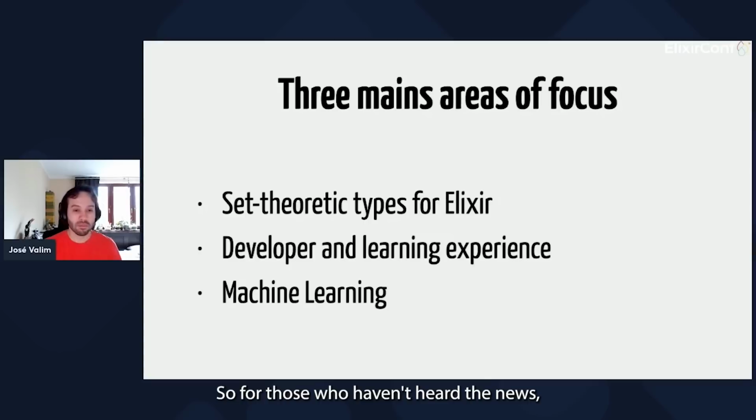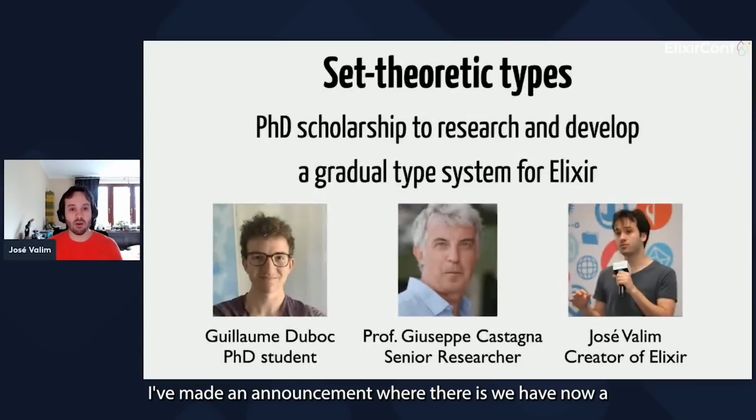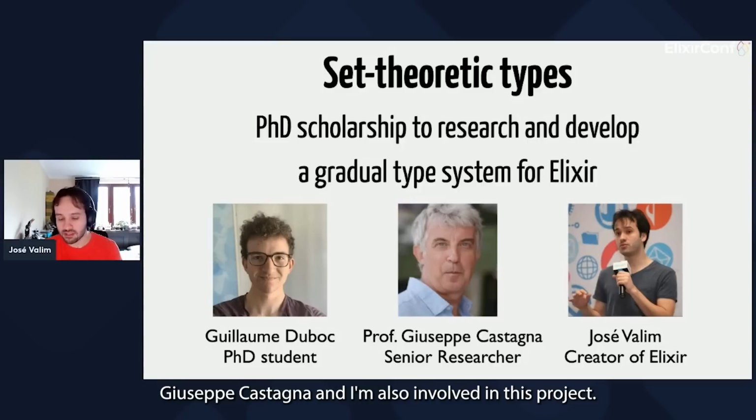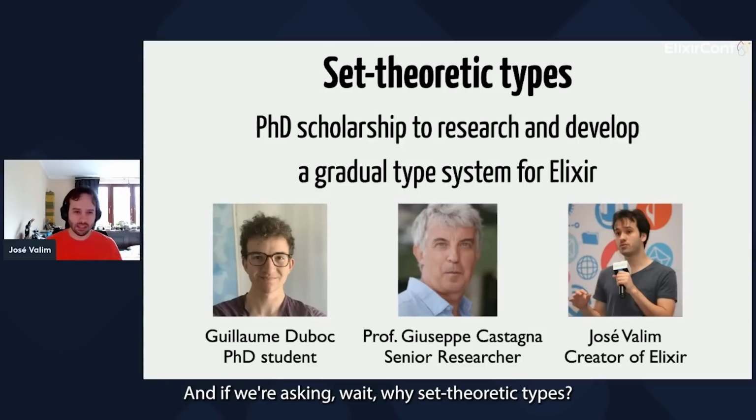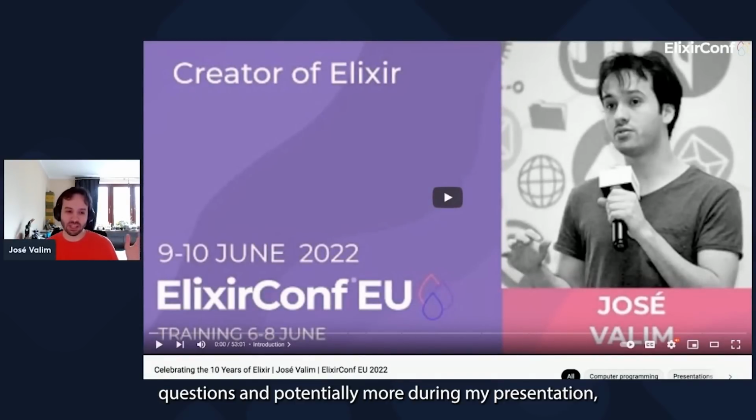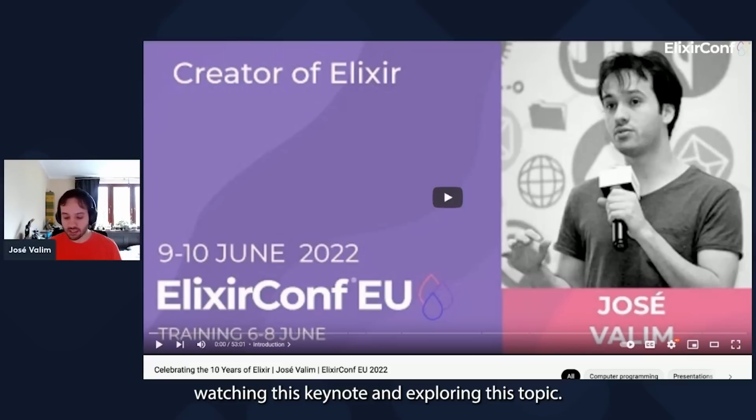So for those who haven't heard the news, I've made an announcement where we now have a PhD scholarship to research and develop a gradual type system for Elixir, which is backed by set theoretic types. Guillaume Duboc is the PhD student. He's being supervised by Professor Giuseppe Castagna, and I'm also involved in this project. And if you're asking, wait, why set theoretic types? Do we even want to have a type system in the first place? I've answered all those questions and potentially more during my presentation. So I recommend watching this keynote and exploring this topic.